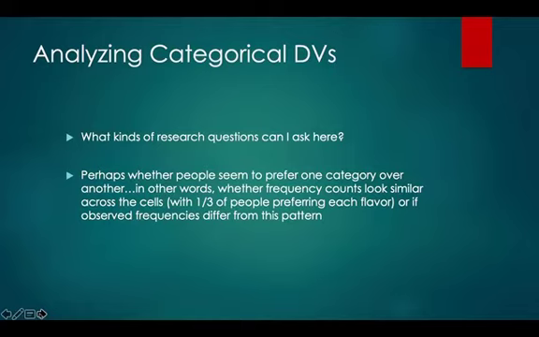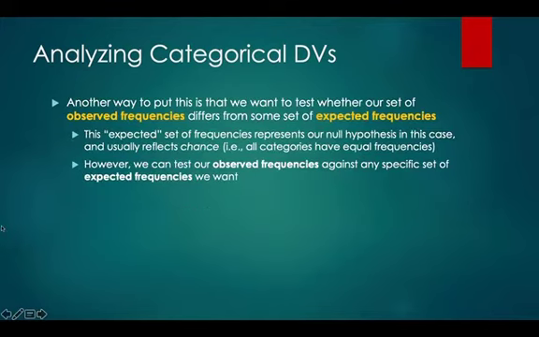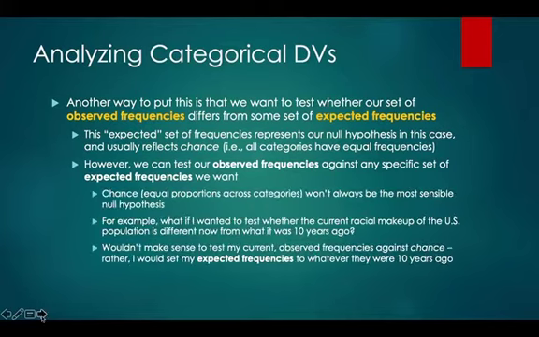What kinds of research questions can I ask here? Perhaps whether people seem to prefer one category over another. In other words, whether frequency counts look similar across the cells, with 1/3 of people preferring each flavor, or if observed frequencies differ from this pattern. Another way to put this is that we want to test whether our set of observed frequencies differs from some set of expected frequencies. This expected set of frequencies represents our null hypothesis in this case, and usually reflects chance. So that is, all categories have equal frequencies. However, we can test our observed frequencies against any specific set of expected frequencies we want.